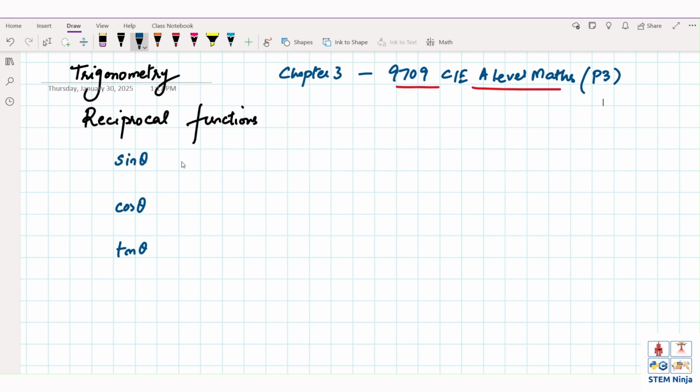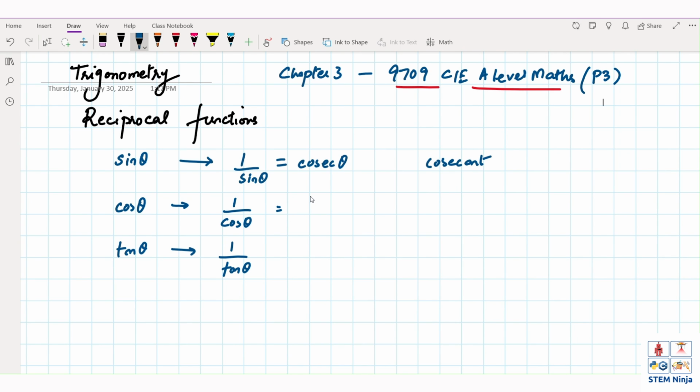So for example, the sine theta, the reciprocal simply would be 1 over sine, right? That's the simple reciprocal. 1 over cos theta and 1 over tan theta. However, they have their own names also, like the reciprocal functions, the reciprocals have their own names. The reciprocal of sine is written as cosecant of theta. So cosecant.